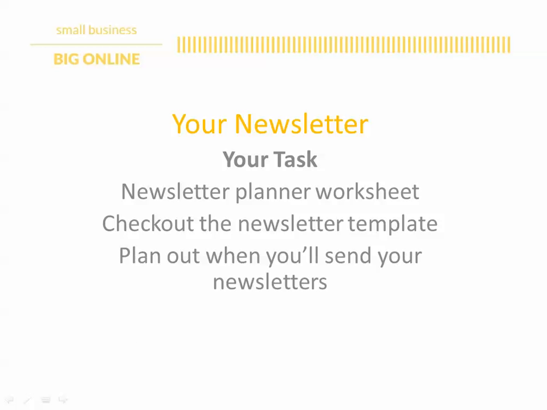Okay, so your task for this lesson is to download the newsletter planner worksheet. This will help you work out exactly what you're going to be putting in your newsletter each time you send it out. You also work out how often you'll be sending your newsletter. For me, my sweet spot seems to be every fortnight. I send out a newsletter every fortnight to my list, and yeah, it seems to be working really well. But you may think that once a week, being more regular, works for your business, or you may leave it for once a month or even once a quarter. This is something you have to work out and think about how often you'll be sending out a newsletter to your list.